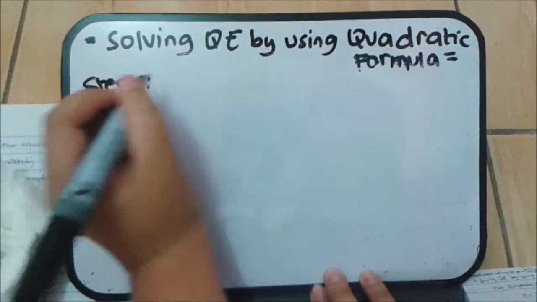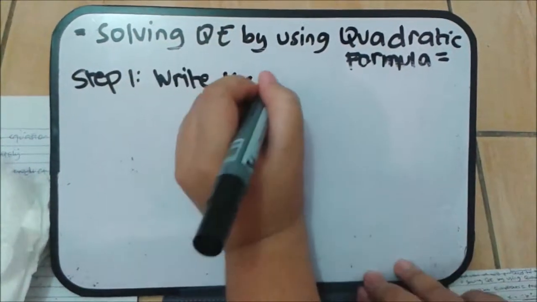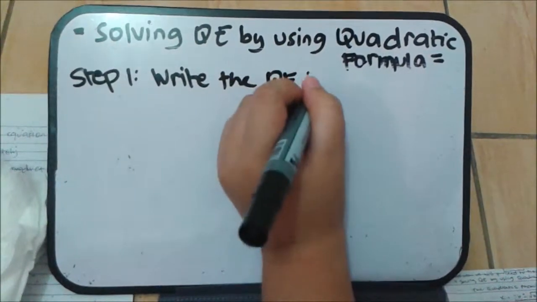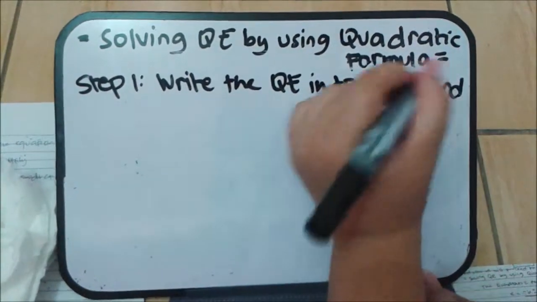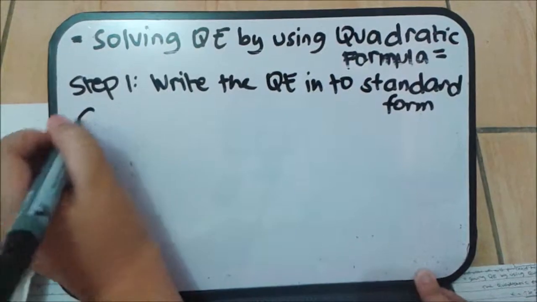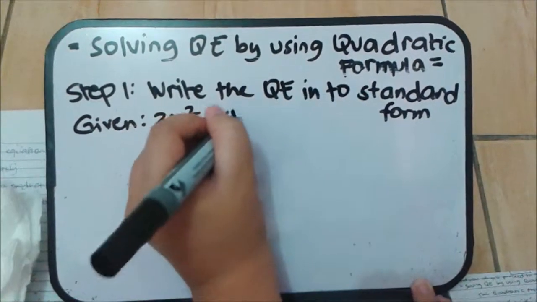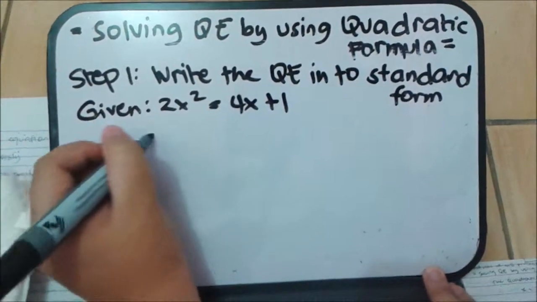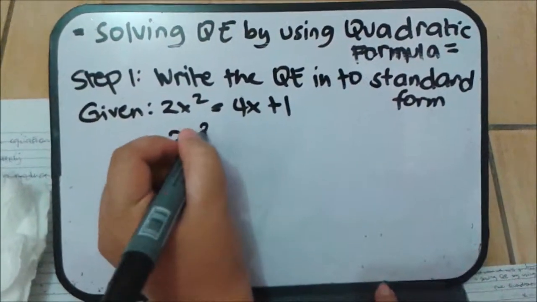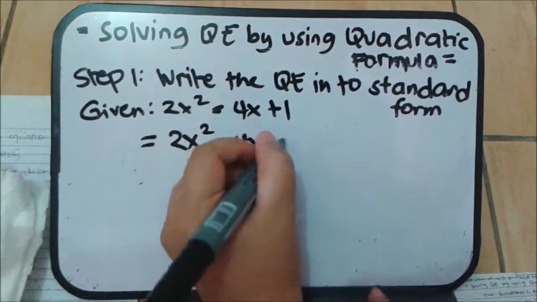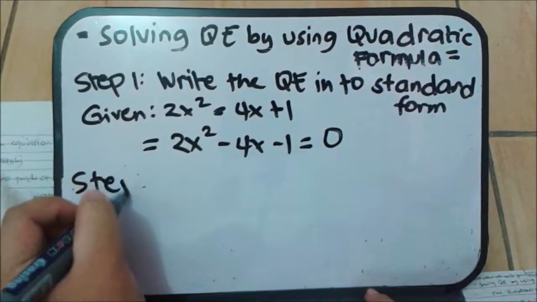Let's try now how to solve using the quadratic formula. Step 1, write the quadratic equation into standard form. Given is 2x squared equals 4x plus 1. As I said, step number 1, the standard form is 2x squared minus 4x minus 1 equals 0, because of transposing.